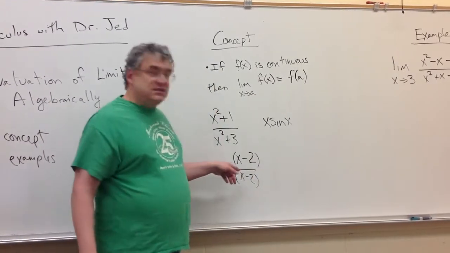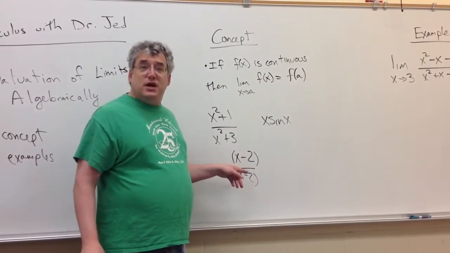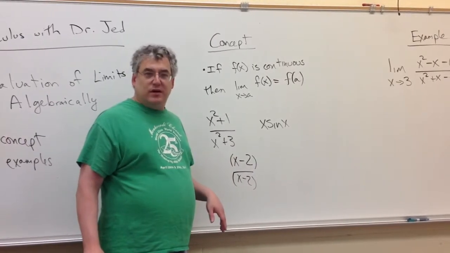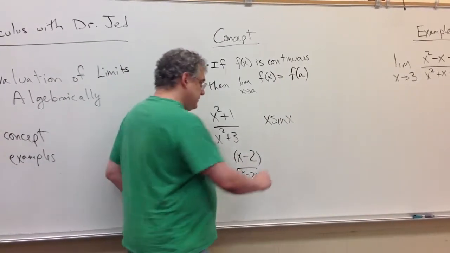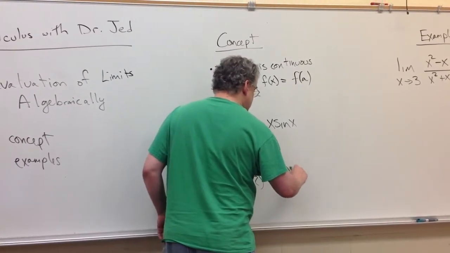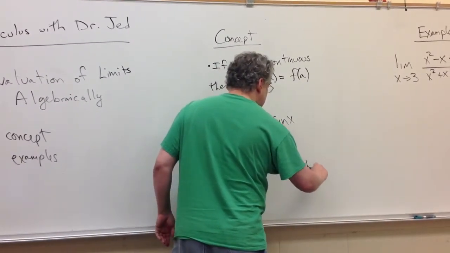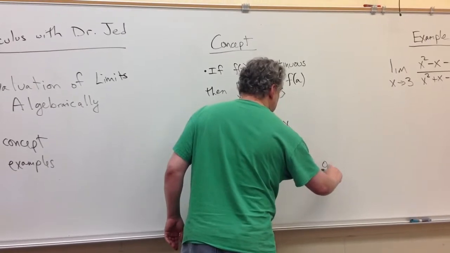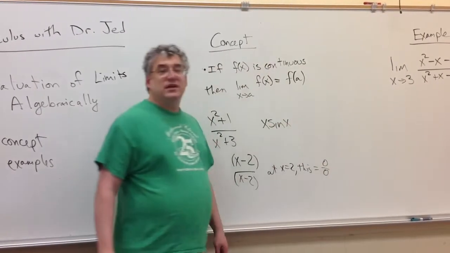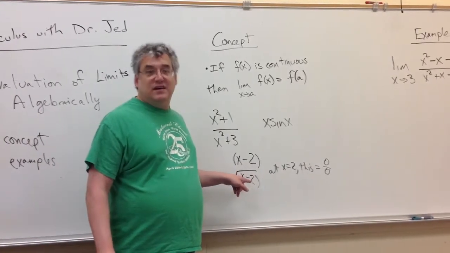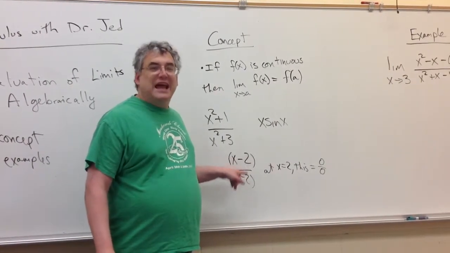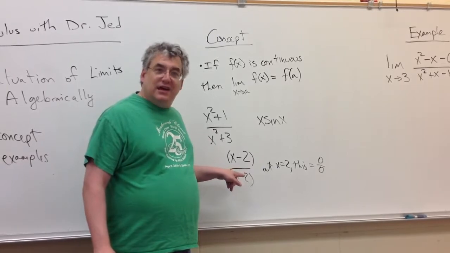Now, if you look at this, maybe your first thought is, well, that's just 1. And that's the sort of thing we're going to do. But if I plug 2 into this, I get 0 over 0. And 0 over 0 is an indeterminate form. This function is not continuous at 2. In fact, it doesn't even exist at 2. So we can't do anything by plugging in 2.